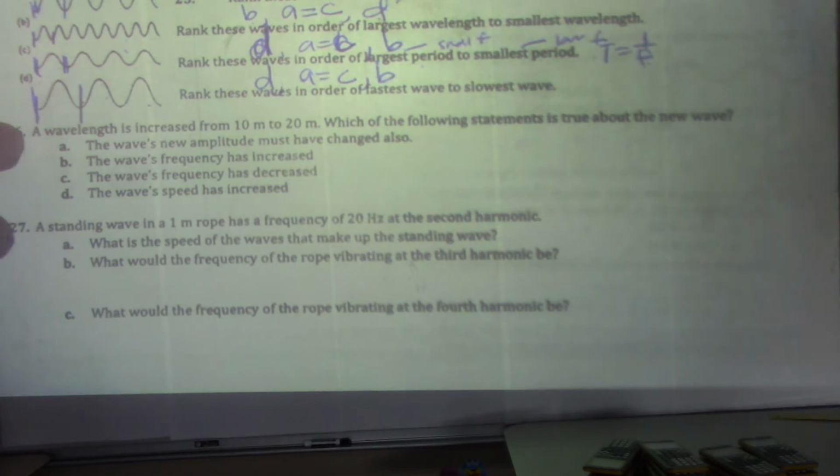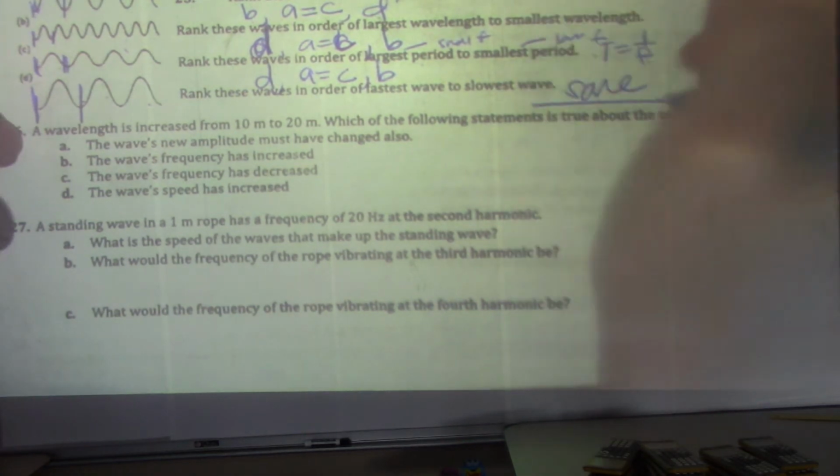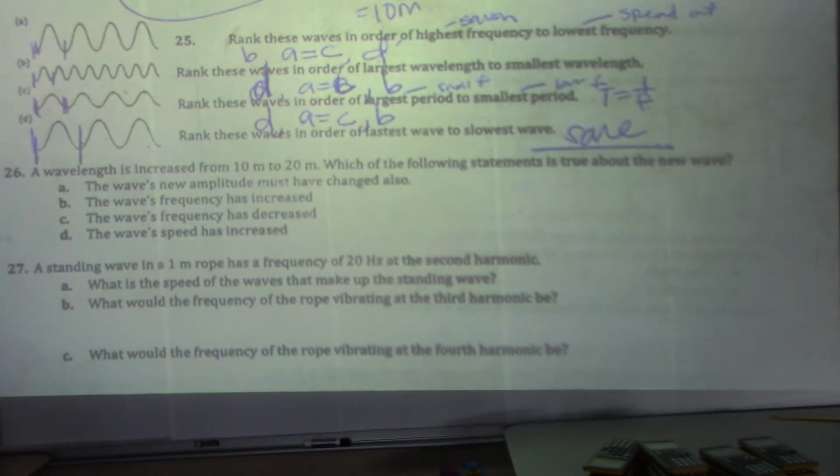Fastest to slowest wave: they should all be equal or the same because the frequency, wavelength, or period has nothing to do with the speed. It is totally independent. It is just what medium it is traveling through. And they should all be in the same medium, so it should be the same.